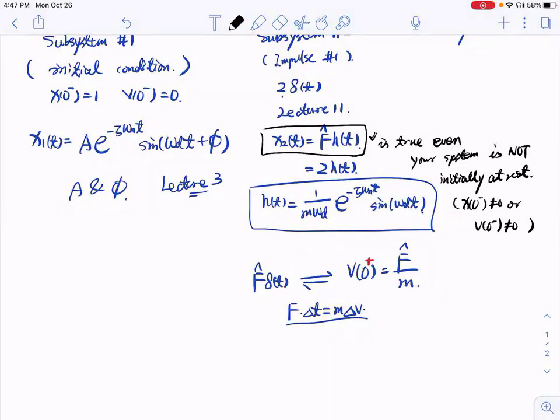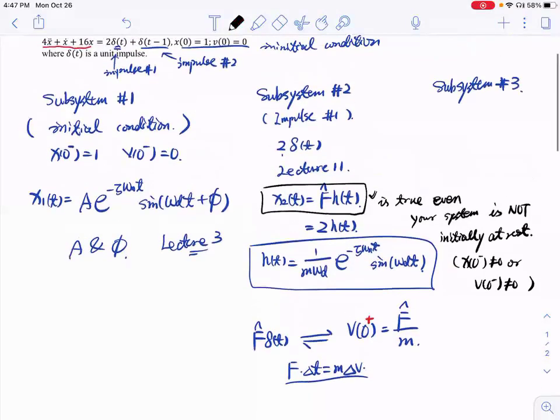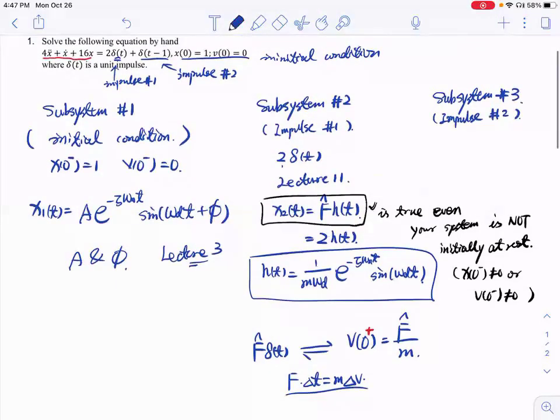What I'm trying to say is, let me solve these, and then let's come back to the initial condition question. I think it makes more sense to explain it that way. So that's for the second system. For this third system, you have impulse number 2, which is a unit impulse delayed by 1 second. So the solution would be similar.